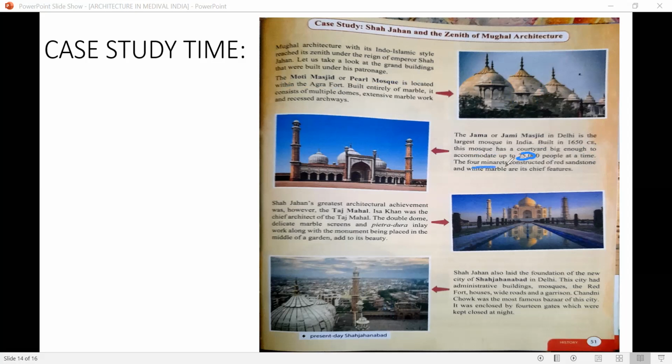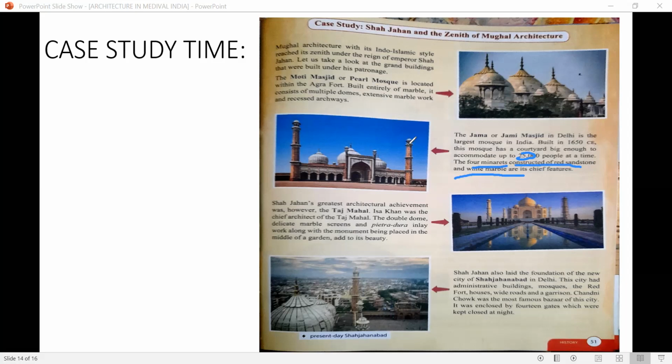The four minarets constructed of red sandstone and white marble are its chief features. If we talk about the chief features of this Jami Masjid, it was built in 1650, it had a courtyard big enough to hold 25,000 people at a time, and it had four minarets constructed from red sandstone and white marble.